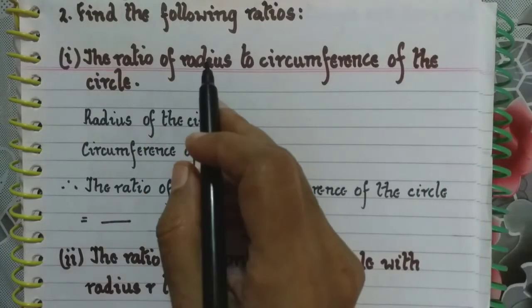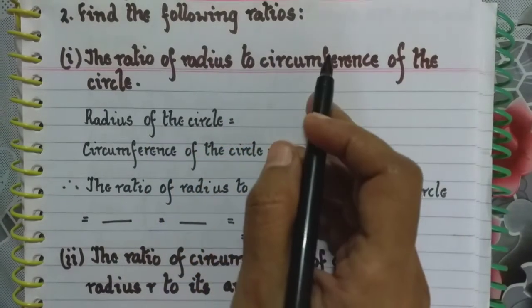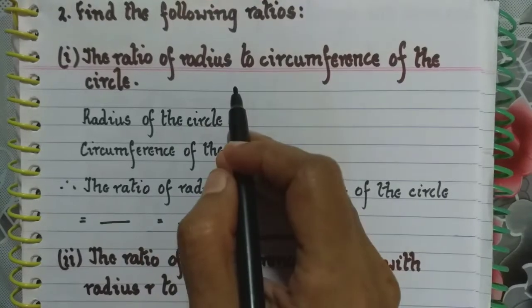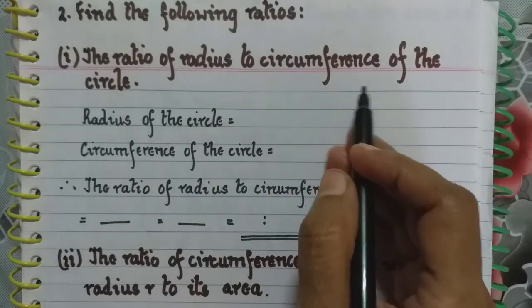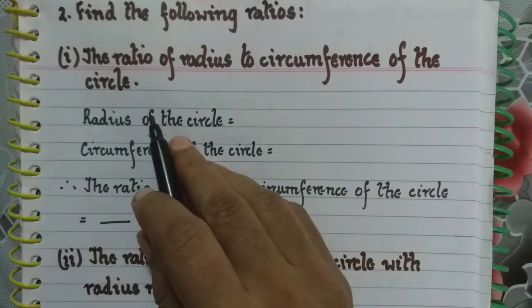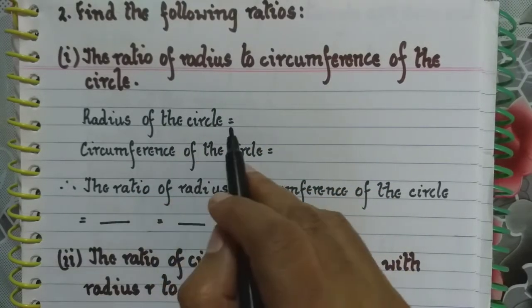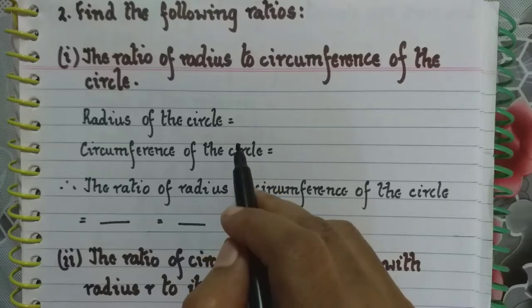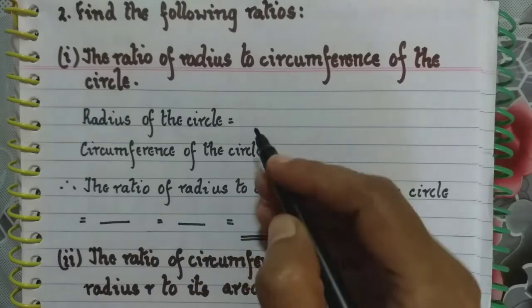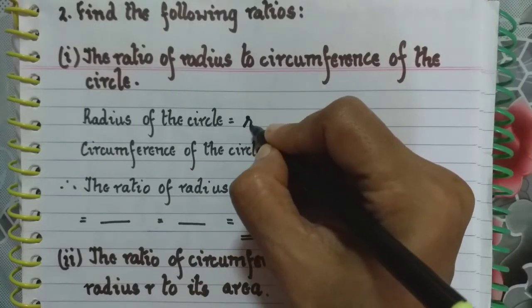Going to the second question, find the following ratios. The ratio of radius to circumference of the circle. First, we take the radius of the circle. We know that the radius of the circle usually is represented by r. So we write here r.